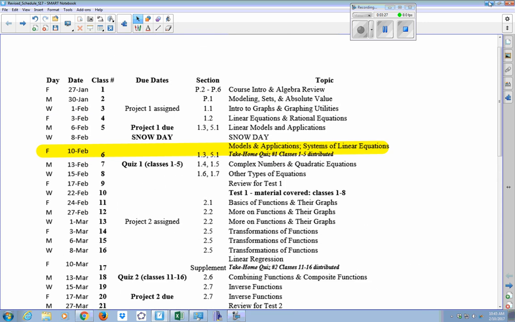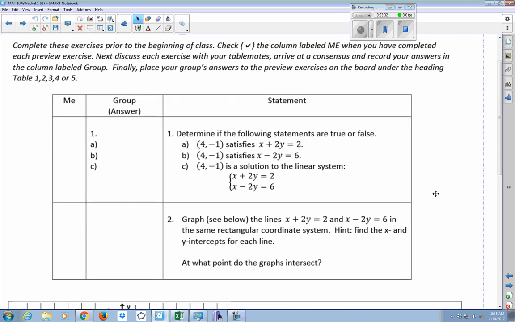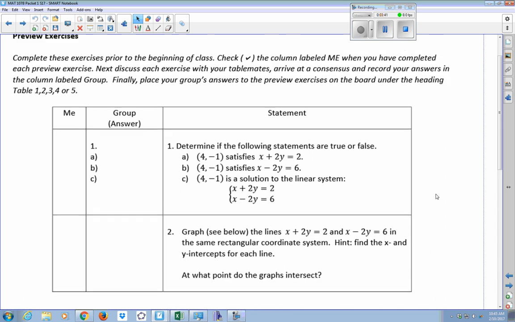So let's take a look at the preview activities. I'd like to go through these together, because I want you to have enough time to work on the class activities, and also to finish up class activities from Monday, which I wrote you a little email about.